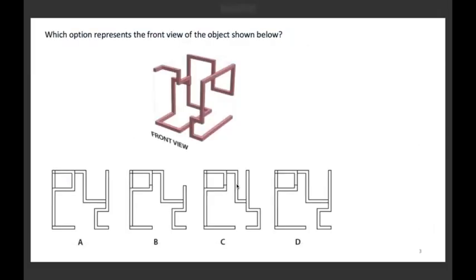Which option represents the front view of the object shown below? You're given here a 3D object. You have to identify the correct front view, which is the view from this side. यहाँ पे लिखा है. So when you compare all the options together, you'll find C में ये वाला थोड़ा छोटा है, versus in all other options it seems fine. So that part is actually longer. So in option B, this part is wrong.